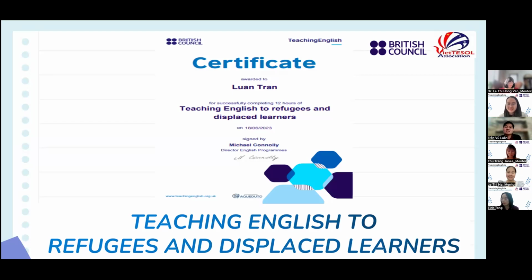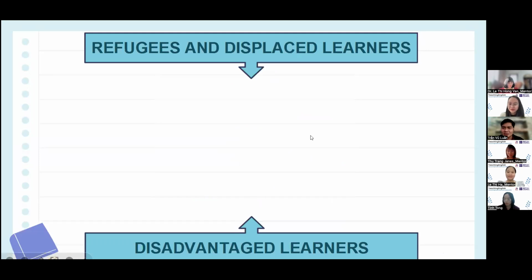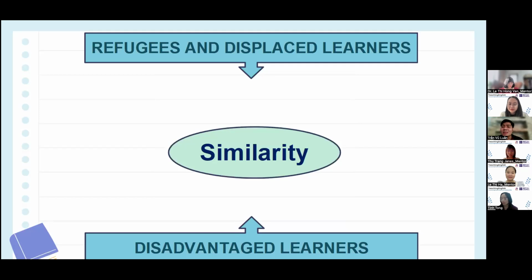Yes, passionate students. Thank you. So, but let me see. Yeah, I teach English to disadvantaged learners. So, refugees and displaced learners, disadvantaged learners, what do they have in common? Or what is the main similarity between the two groups of learners?